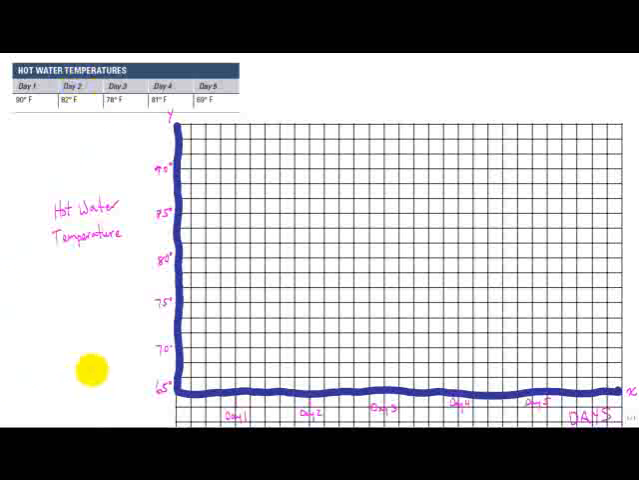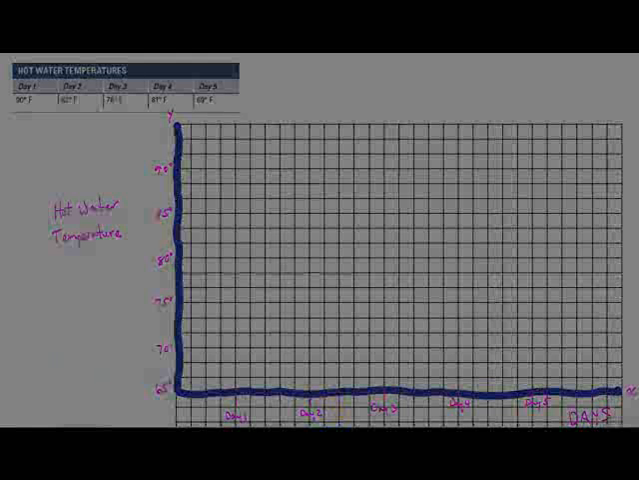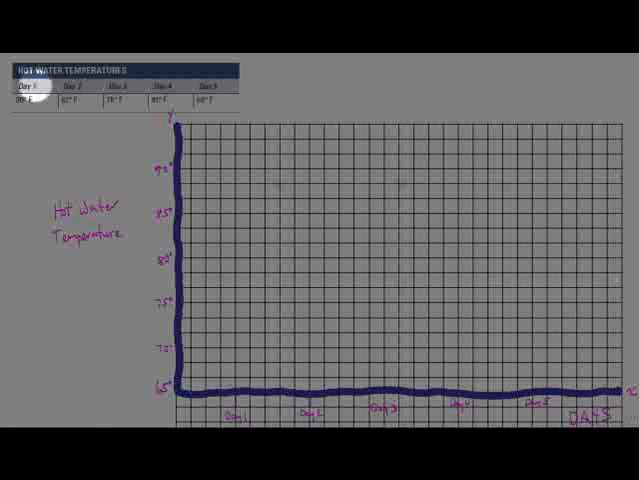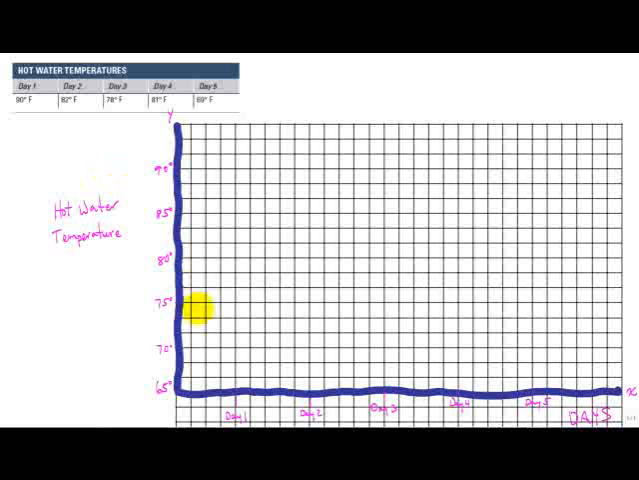We've gone ahead and filled in the values for our x and y axes, and we also labeled the y-axis hot water temperature and the x-axis is the days. So to plot this broken line graph, we're going to go to our first set of values, which is day 1, and the day 1 temperature was 90 degrees Fahrenheit. So we just go to our day 1 line and follow it up to where it meets 90 degrees right there, and we'll place a point.